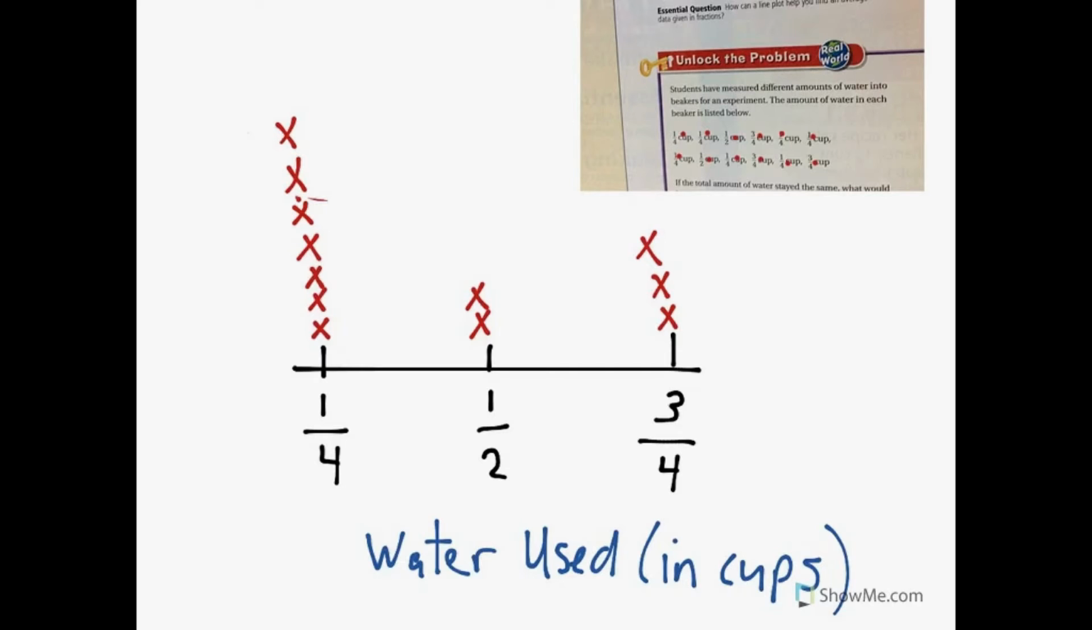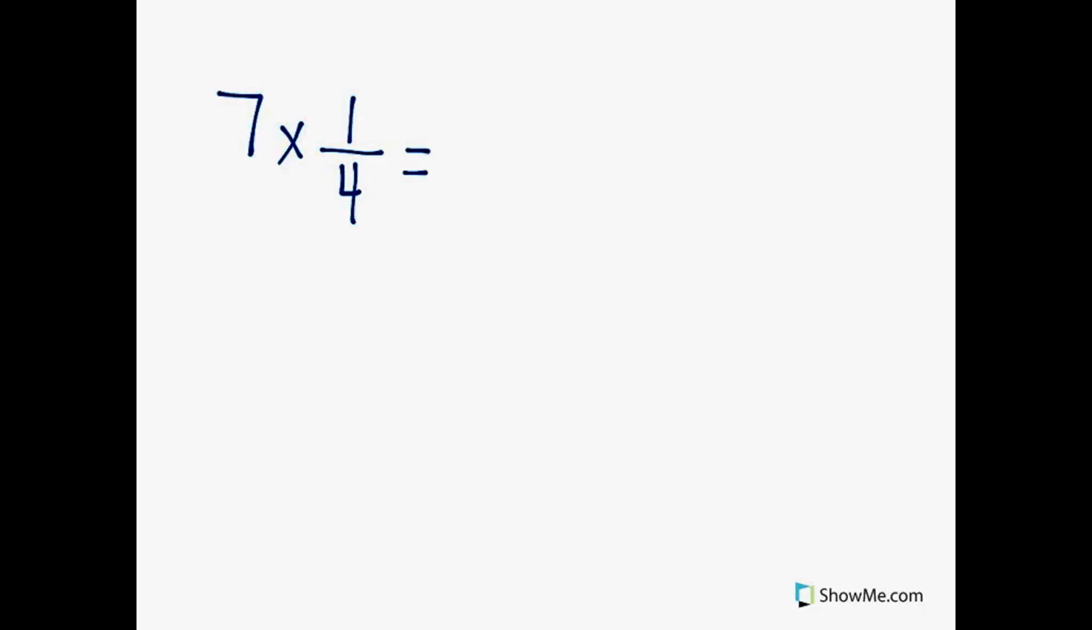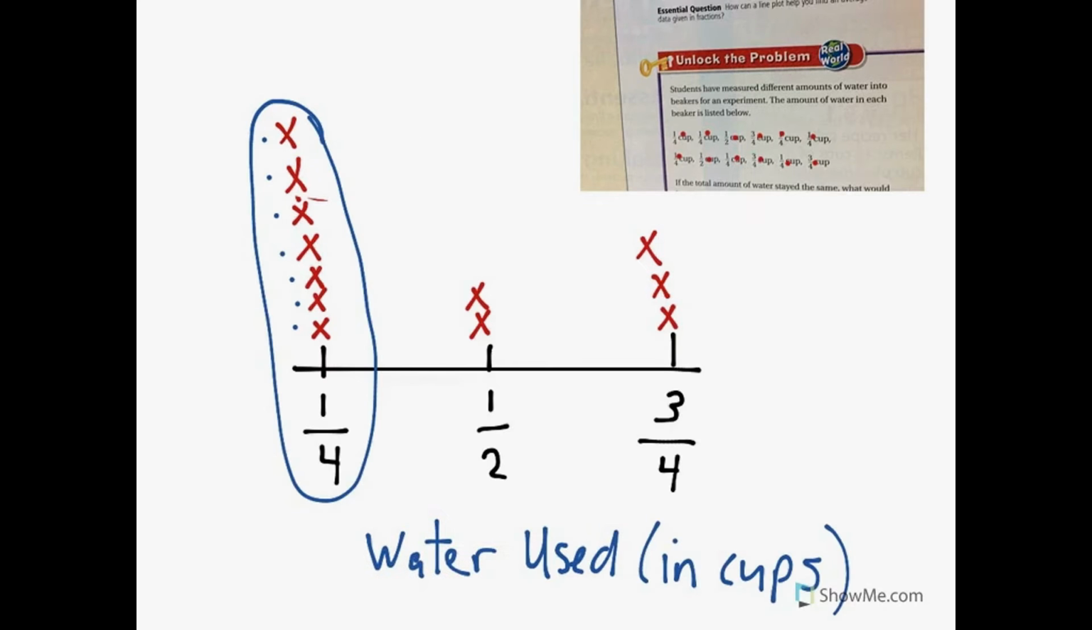the next thing that you want to do is find the total amount for each amount on your line plot. So first thing I'm going to do is look at my 1/4 of a cups. We'll count the X's, 1, 2, 3, 4, 5, 6, 7 X's. So that means I have 7 1/4 cups. So I'm going to have to take my 7 and times it by 1/4 because there were 7 1/4 cups.